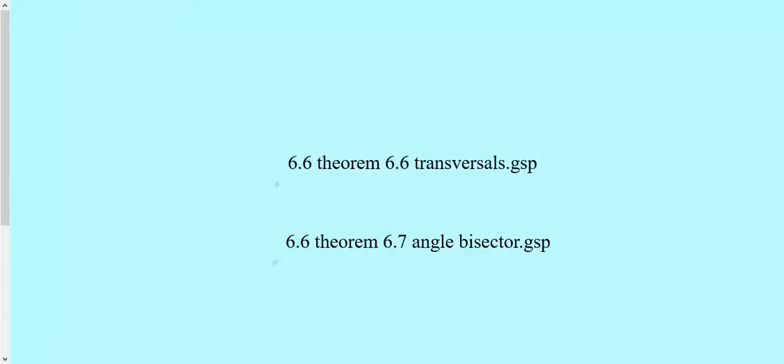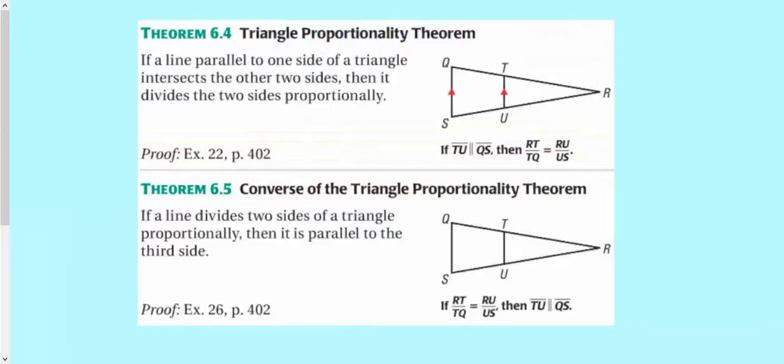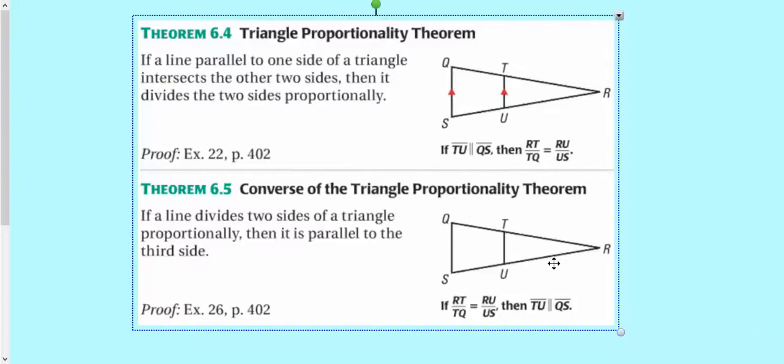There are going to be a little bit of notes here to take, but here's the first one. Now the converse also works. This is another way to check to see if these lines are parallel. If RT divided by TQ equals this divided by this, then these two lines are parallel. If they are parallel, then this divided by this equals this divided by this. So the converse holds there.